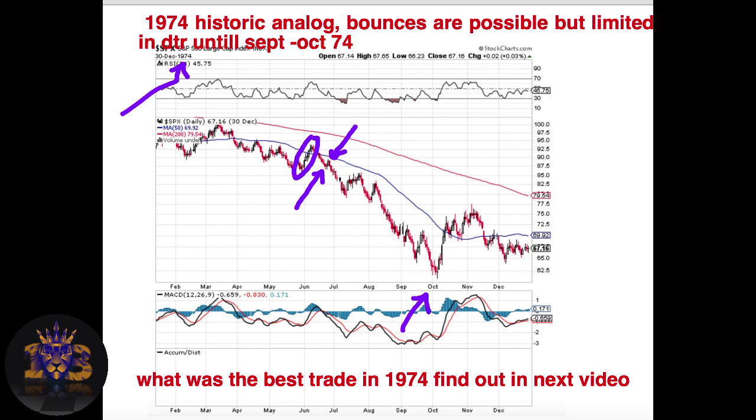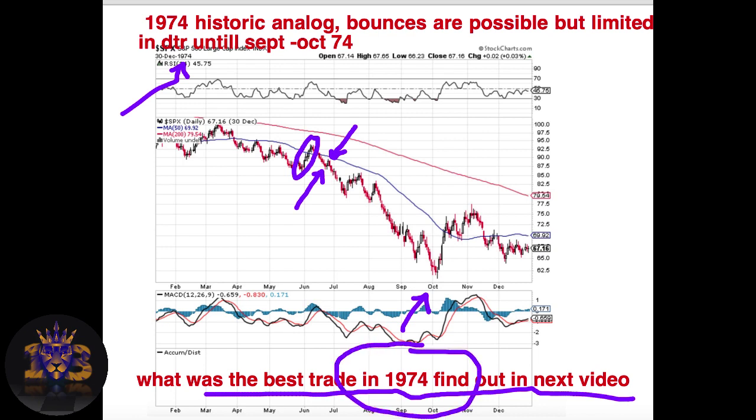Guys, find out in the next video. I'm also gonna be giving you the best trade that was unanimously the best trade for anyone that traded in 1974. So if you wanna know what could be the absolute best trade for you to take between now and October of 2022, guys, I'm going to reveal it in the next video.